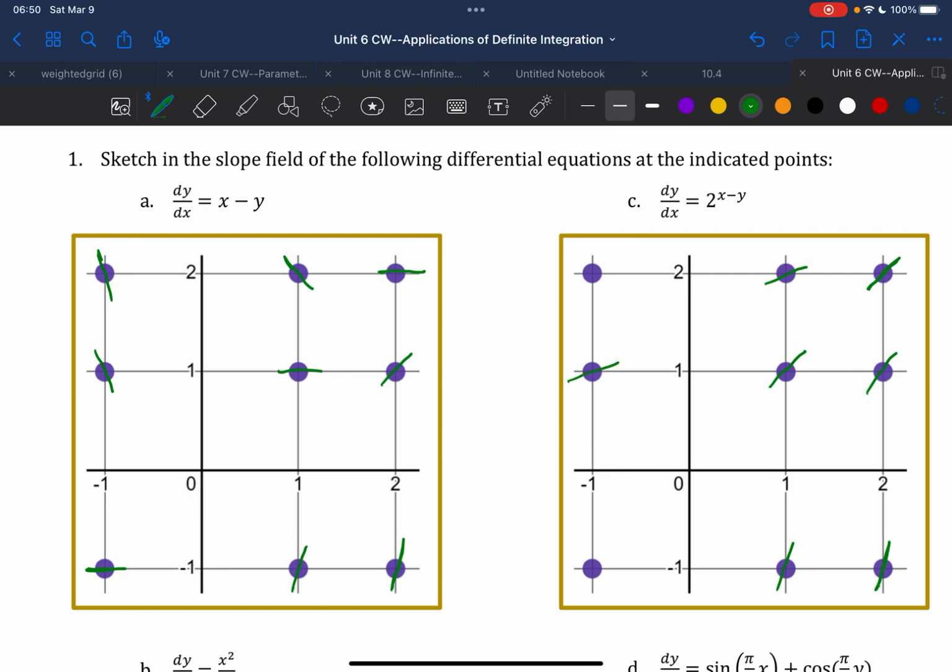Negative 1, 2, it's going to be 2 to the negative 3, which is 1/8. And that's incredibly flat. So basically getting 0. And negative 1, negative 1, you get 2 to the 0, which once again is 1.